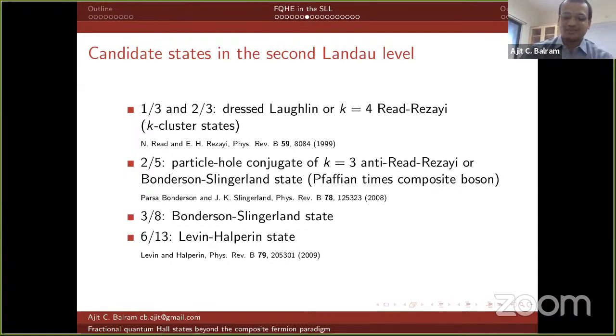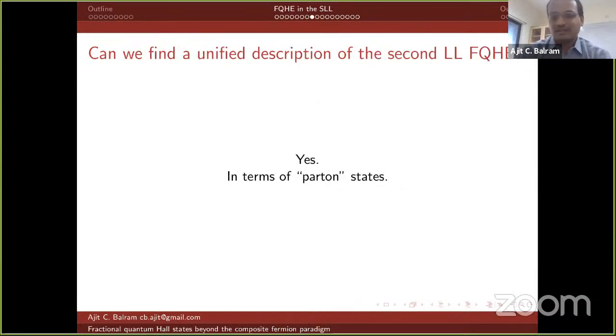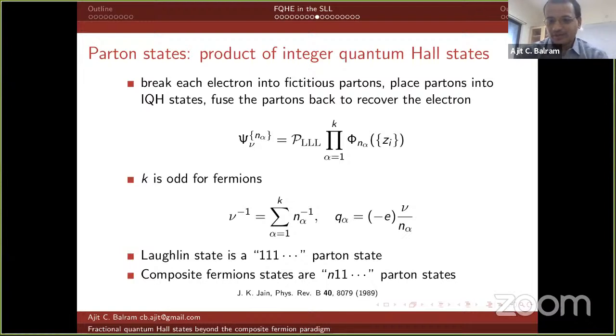The point of the slide is to show that in the second Landau level, it seems like for every state that you see, you have to come up with some different mechanism to explain it. So we set out to ask this question: can we find a unified description of fractional quantum Hall effect in the second Landau level? And the answer turns out to be yes, in terms of what are called parton states. So what is the idea of the parton theory?